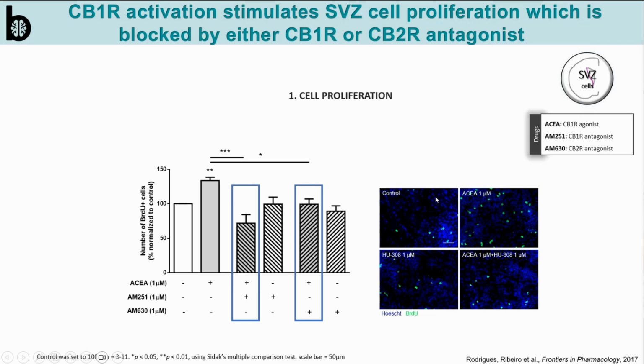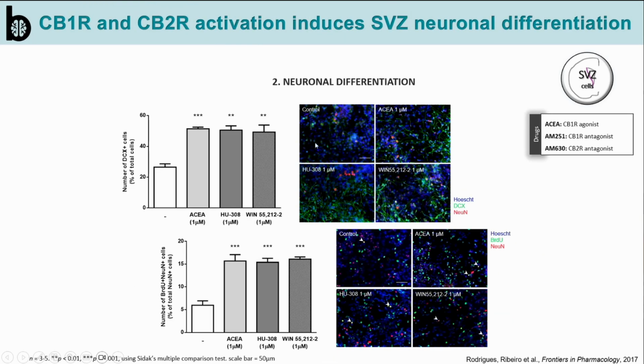So at that time, we were very surprised. As you probably know, an agonist is activating the receptor, an antagonist is blocking the receptor. So when we were activating, we had an increase of proliferation, and when we were blocking either CB1 or CB2, we lost this effect.